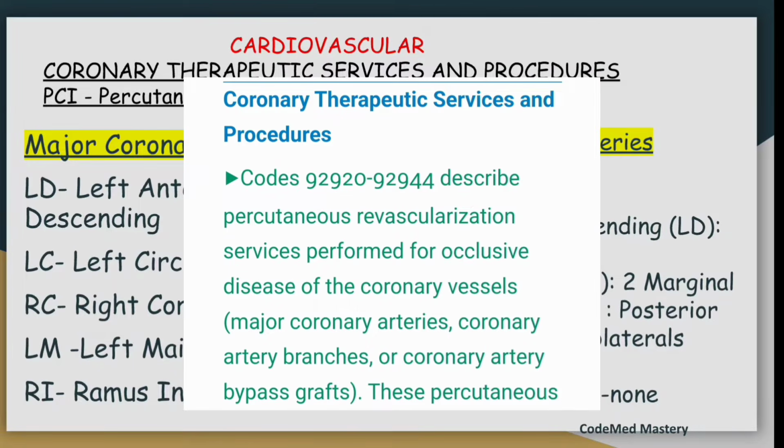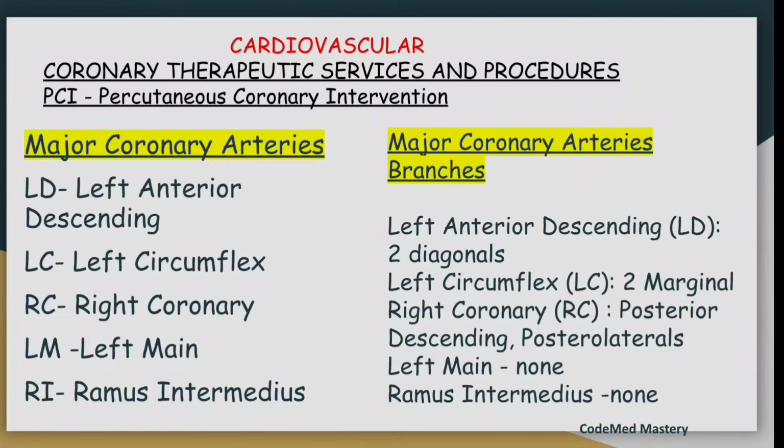The codes from 92920 to 92944 describe percutaneous revascularization services performed for occlusive disease of the coronary vessels, that is major coronary arteries, coronary artery branches or coronary bypass grafts. To understand this, first let us know what the major coronary arteries are. The major coronary arteries are left anterior descending, left circumflex, right coronary, left main and ramus intermedius.